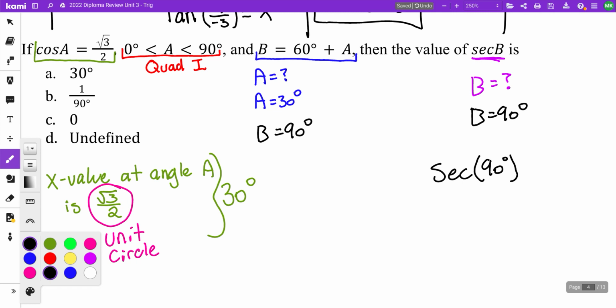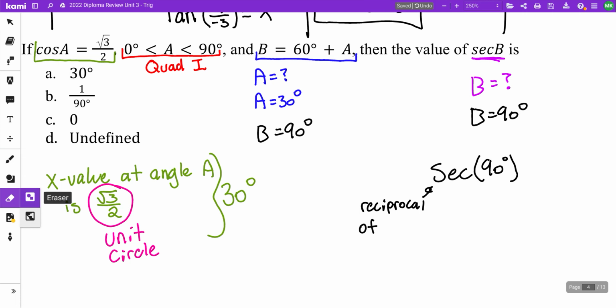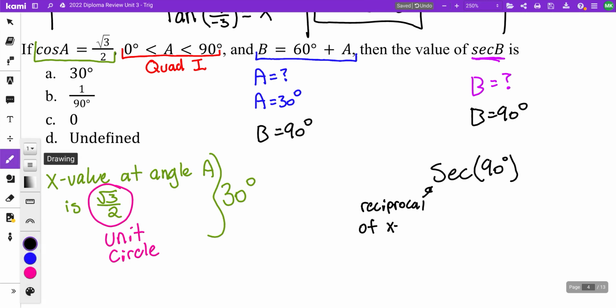But I had to use all that previous info, right? I just had to keep going back until I had enough info. Secant is 1 over cos. So we're doing the reciprocal of cos. The cos is the x value, so reciprocal of x value at 90 degrees.